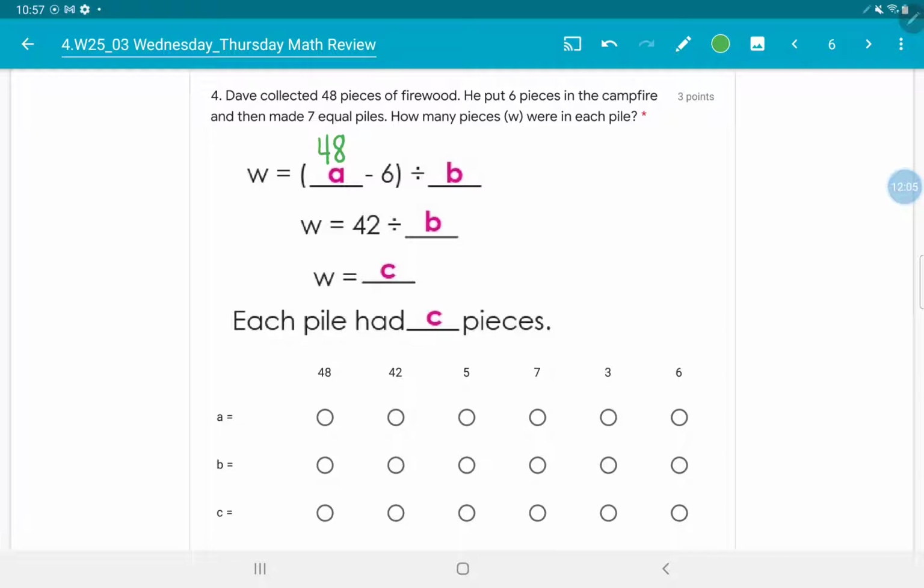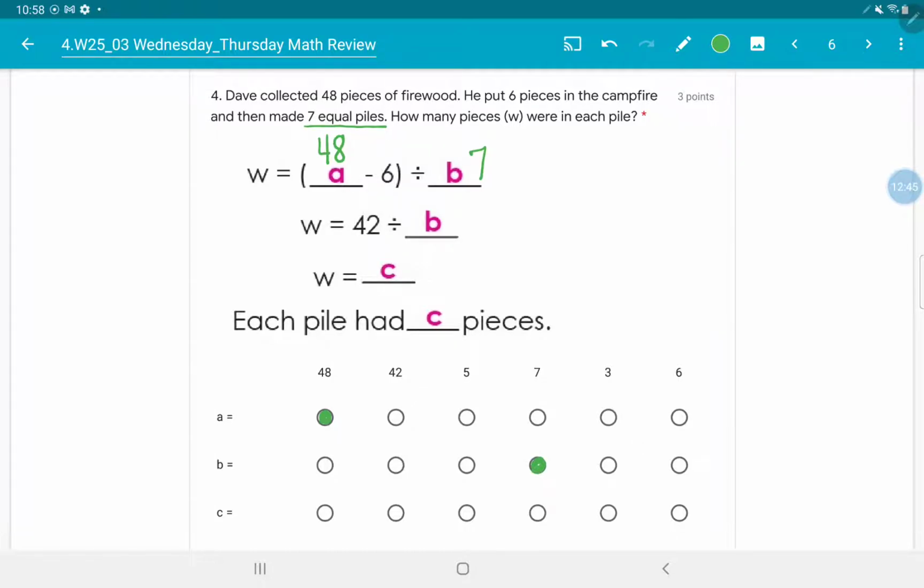If he put them in the campfire, is he going to be able to use them again? No, they're gone. So we're going to have to do 48 minus 6 to see how many pieces there were that he split into the piles. So what are we going to divide that answer, the remaining firewood, by? 7. Why 7? Because it says 7 equal piles. So we know that A is equal to 48. B is equal to 7.